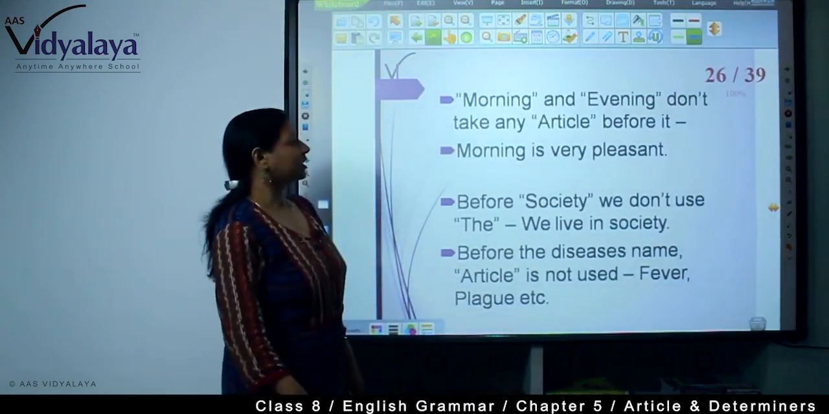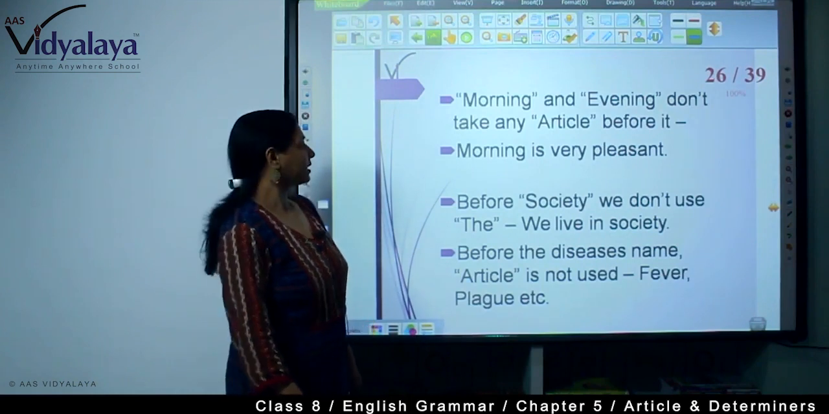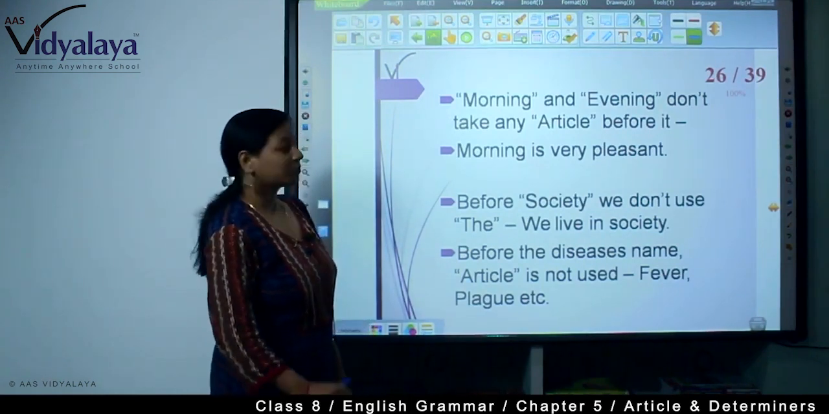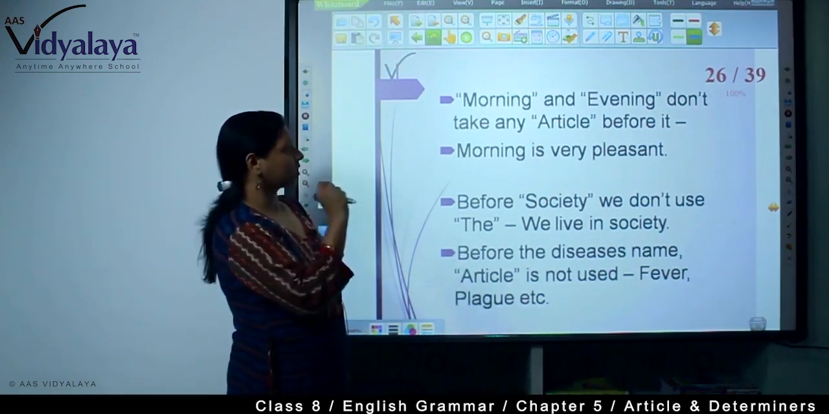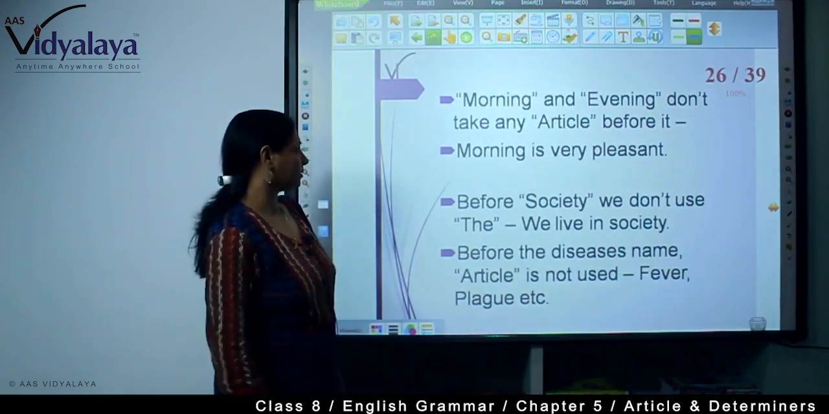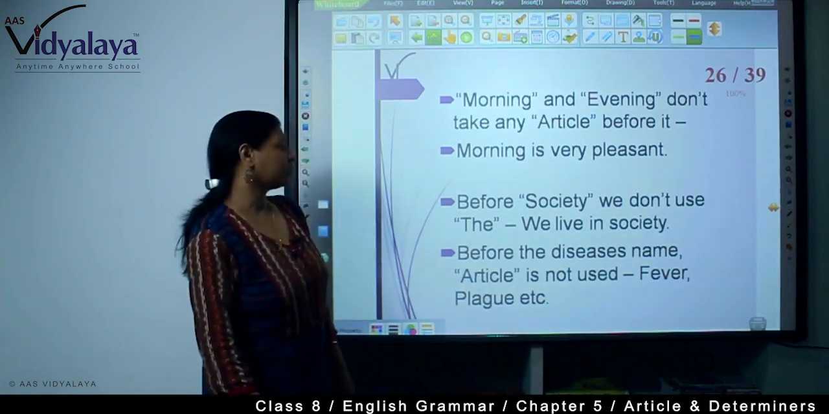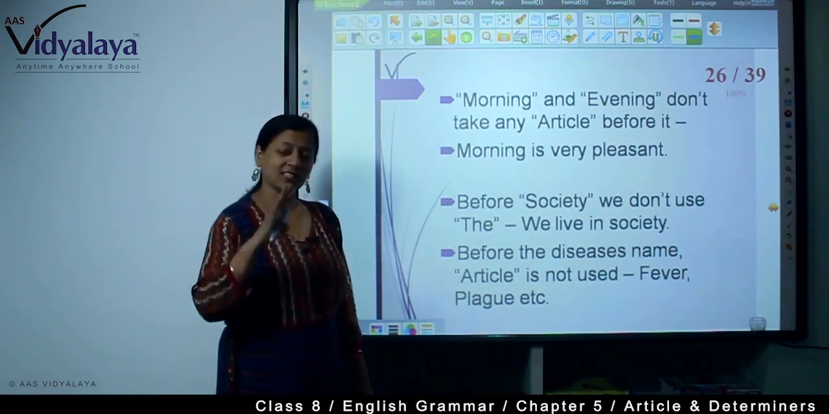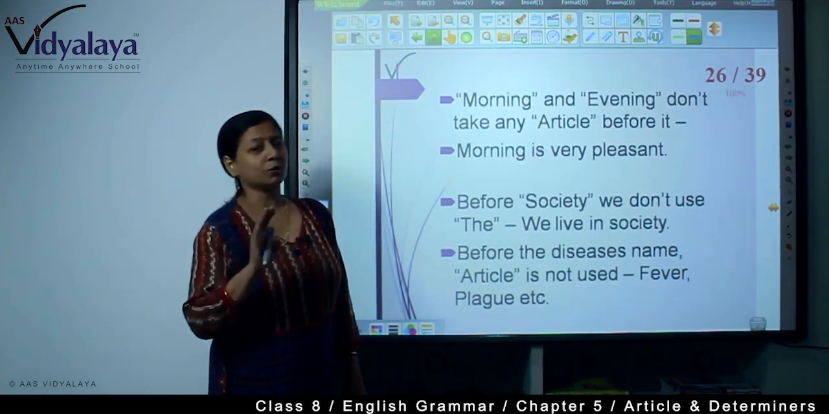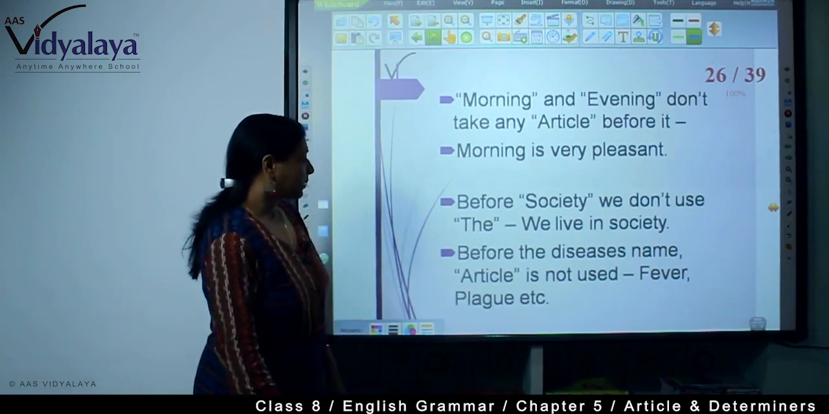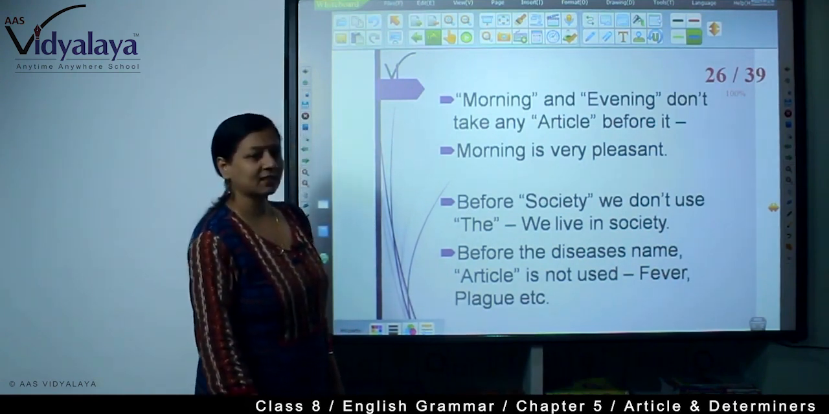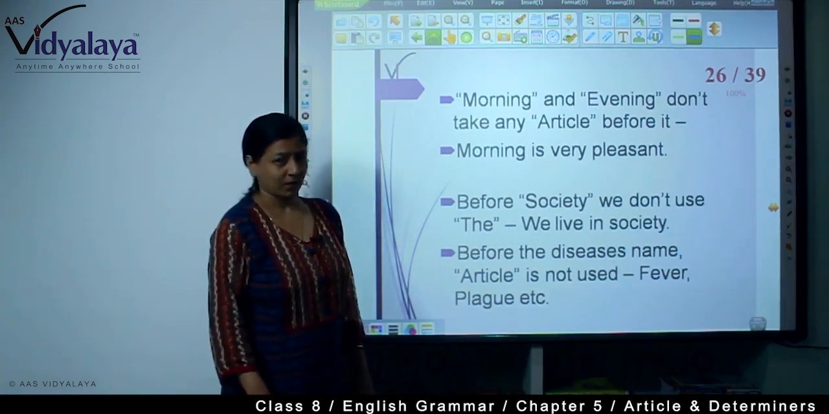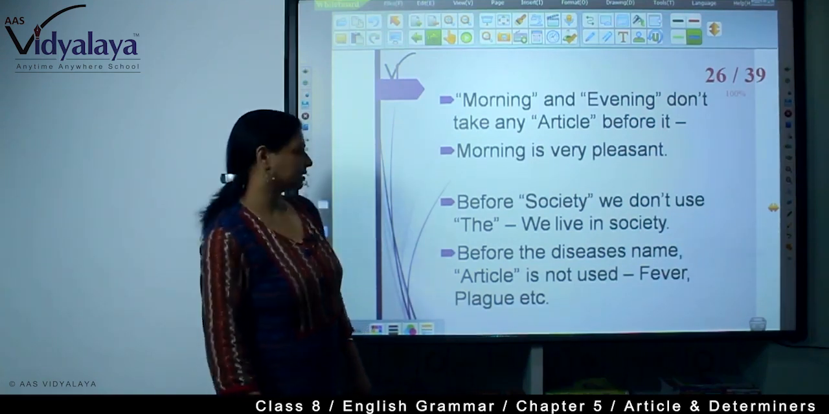Morning and evening don't take any article before them. Morning is very pleasant. Not a morning. When you start a sentence with these words, you don't have to use an article. Before society, we don't use the. We live in society. When nouns are used in a general sense, we don't use the. Before a disease's name, article is not used. For example, fever, plague, etc. So we don't use articles.